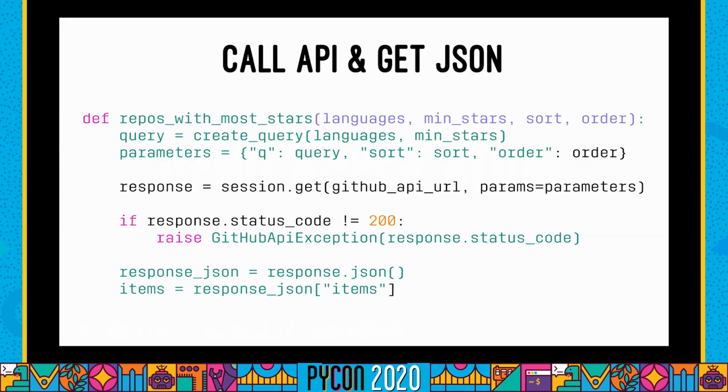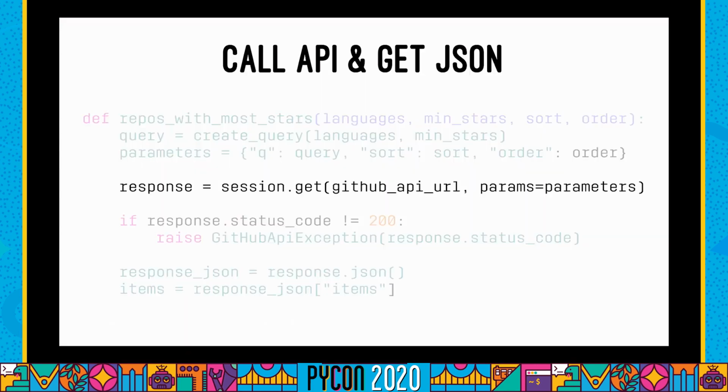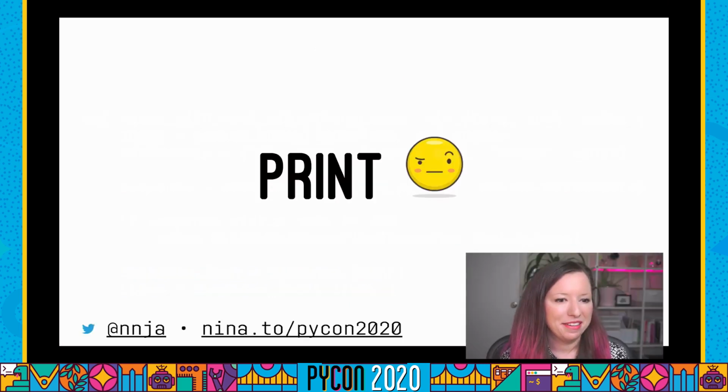Now, this is the meat of the code for this application. We call into the GitHub API, we get a response back, and that response is JSON, and then we do something with it. Let's say we had a bug in our code. How would we go about debugging this with print? Maybe the data isn't looking like we would expect it to.